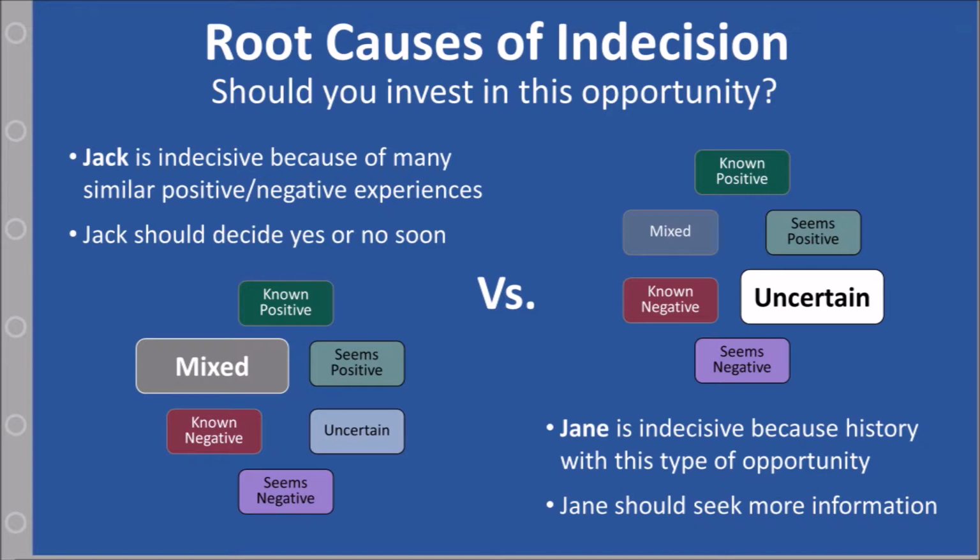Jack's knowledge is complete, but the decision he must make is still difficult due to equal choices. Jane's decision is also hard, but because she is uncertain due to a lack of information. Let's look at the different actions Jack and Jane should take. Jane should avoid making any investment commitment and instead seek knowledge to reduce her uncertainty. In contrast, Jack needs to make a hard choice to invest or not, because no amount of effort spent seeking new information will change Jack's certain knowledge about the mixed nature of this investment decision.